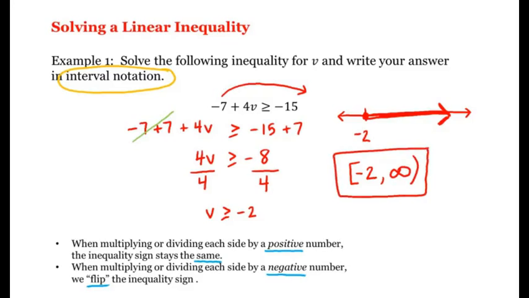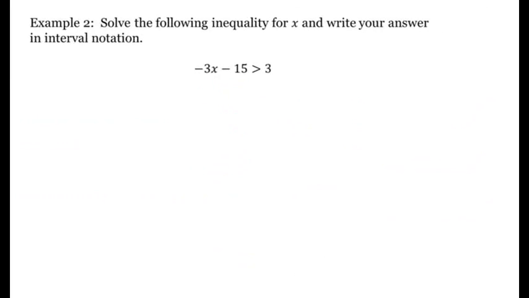All right, let's see another example. Let's solve the following inequality for x and write our answer in interval notation. Again, we'll begin by getting this number -15 to the right, or adding 15 to both sides. So we have -3x minus 15 plus 15 is greater than 3 plus 15. And -15 plus 15 is 0, they'll cancel. And we're left with -3x is greater than 18.